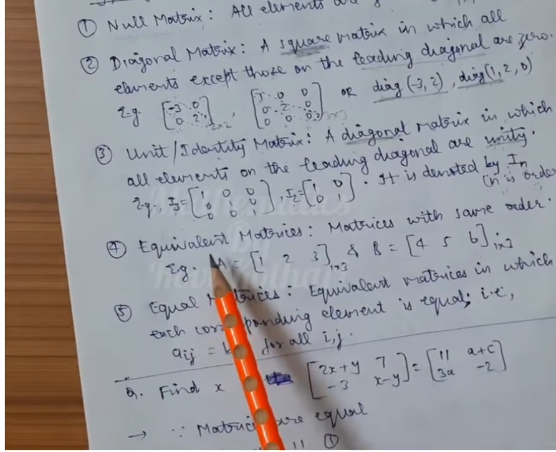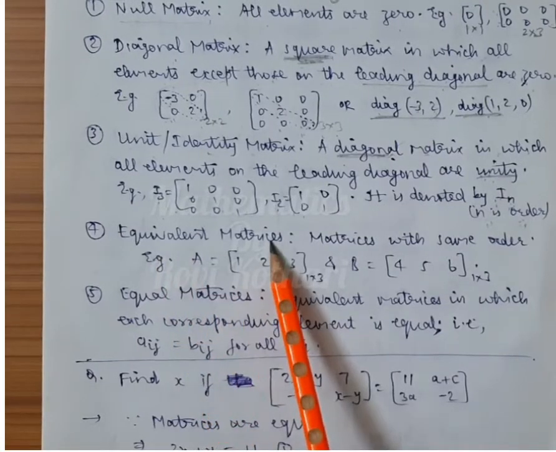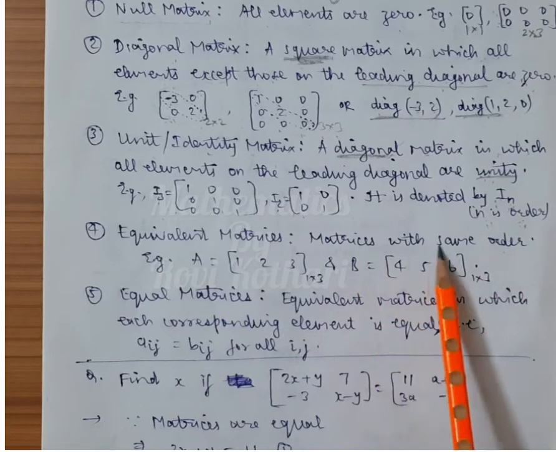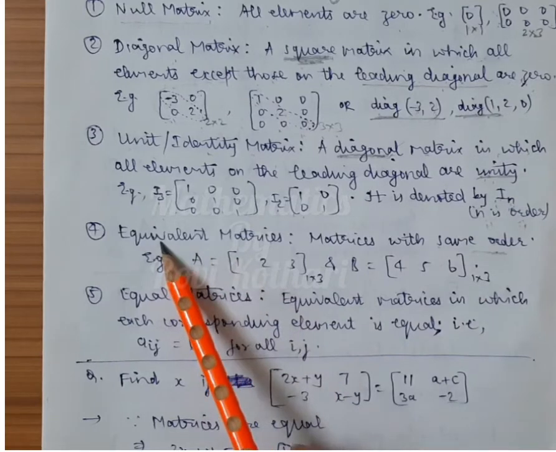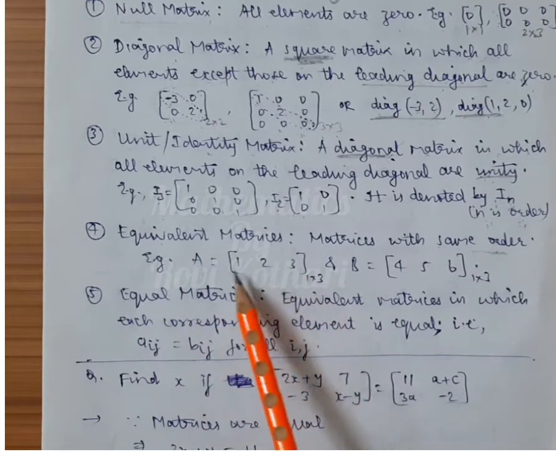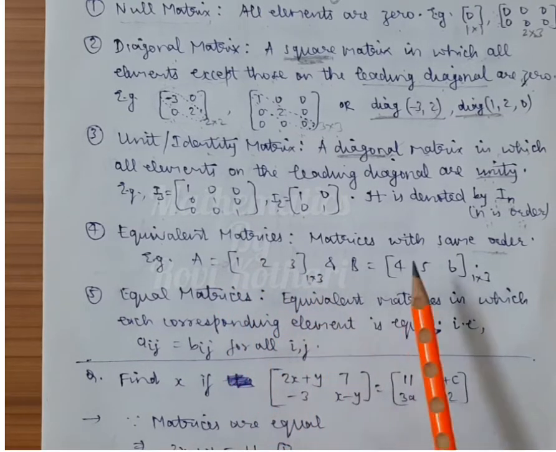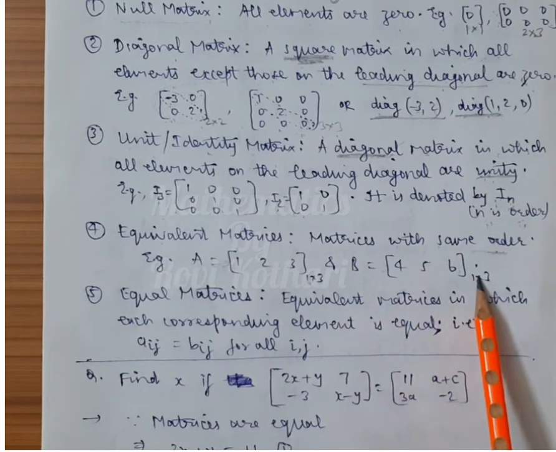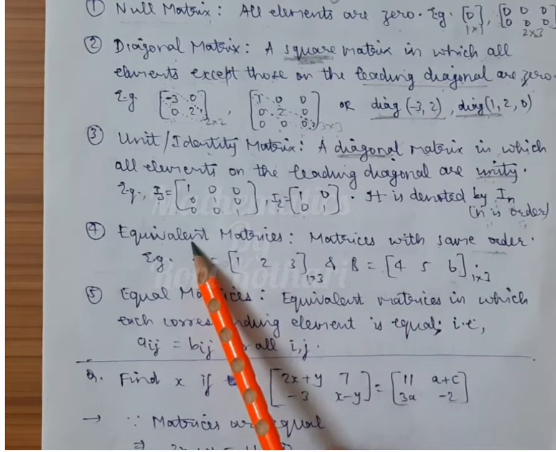Fourth one, equivalent matrices. What do we mean by equivalent matrices? Two matrices with the same order. If two matrices have the same order, that means m by n is the same for two matrices, we'll call them equivalent matrices. For example, talk about this A. A is 1, 2, 3. How many rows does it have? 1. How many columns? 3. So it's a 1 by 3 matrix. Talk about B. It is 4, 5, 6. It has 1 row and 3 columns. So it is also 1 by 3. Are their orders the same? Yes. So they are equivalent matrices.